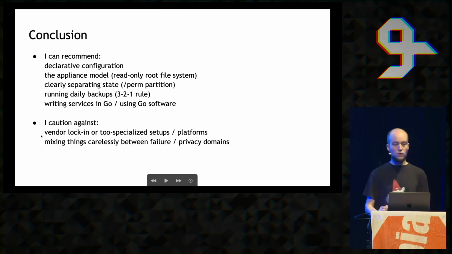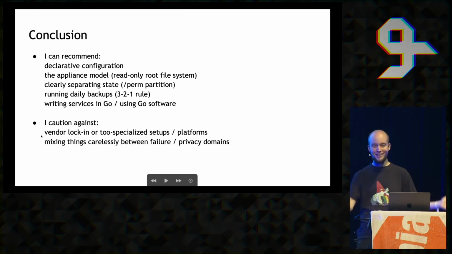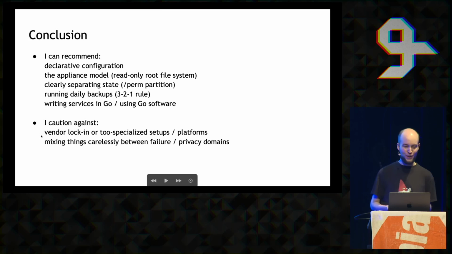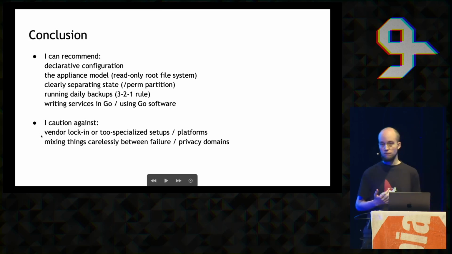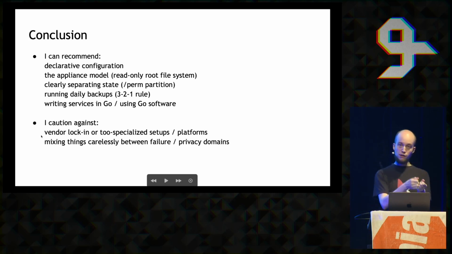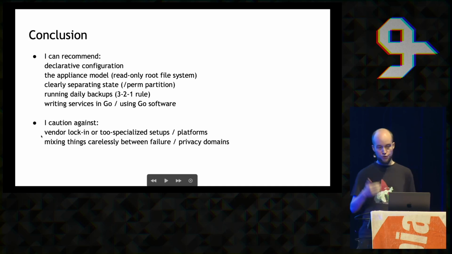All right, so in conclusion, over these, I don't know, 10-plus years of working in that space, I can definitely recommend declarative configuration. I think it's much better than imperative configuration. I can also recommend the appliance model, meaning you have purpose-built devices that have a clear failure domain, a clear privacy domain, that have a read-only root file system and very clearly separated state. In Gokrazy, that would be the entire /perm partition.